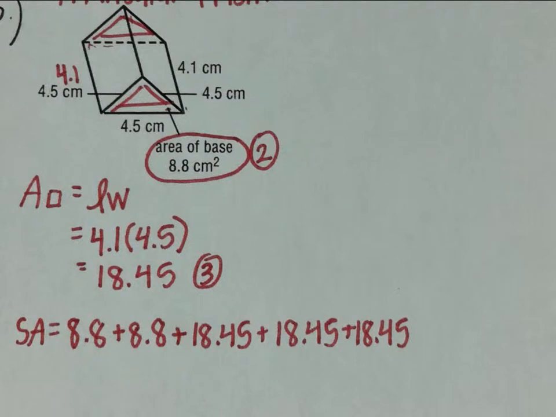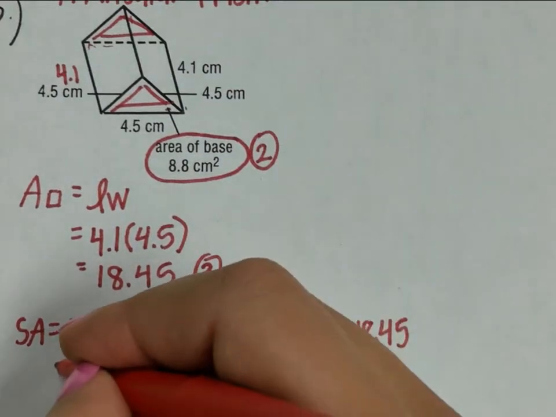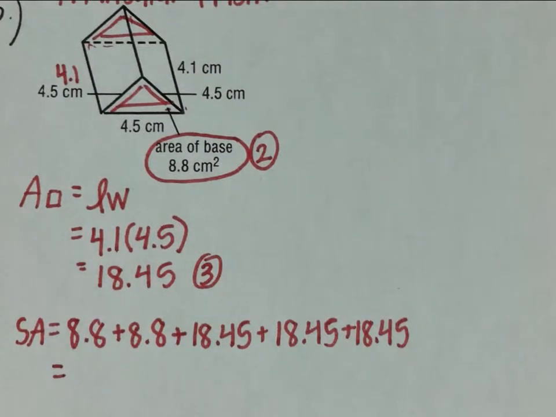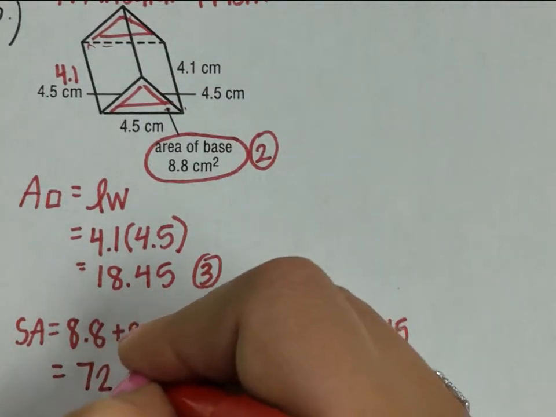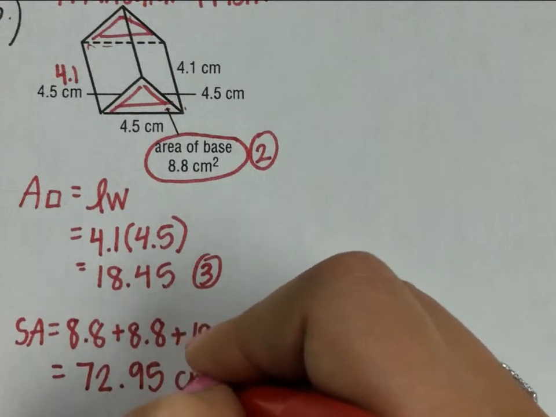Mm-hmm. Okay. All right, so what's my final surface area of this one? 72.95 what? Good. Centimeters squared.